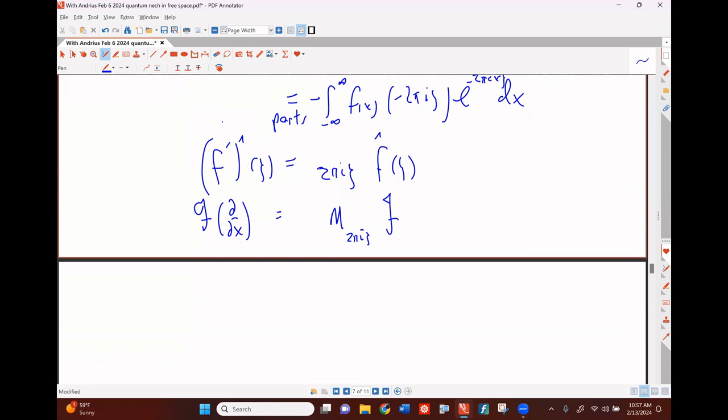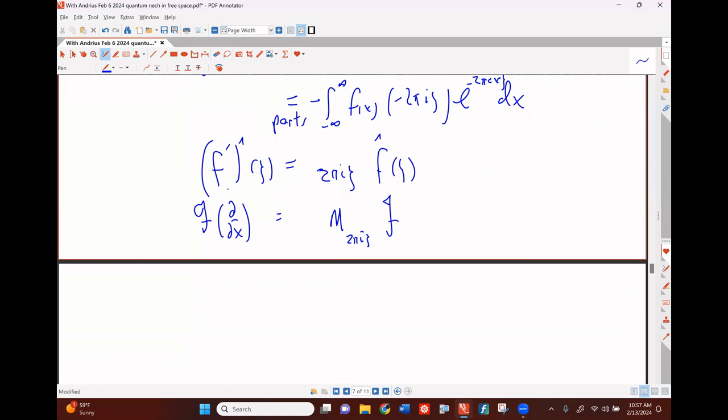In other words, the Fourier transform intertwines multiplication and differentiation, but in different variables. You're living in different worlds. You have a world of x and you have a world of xi. Yeah. So it does exactly what we want.